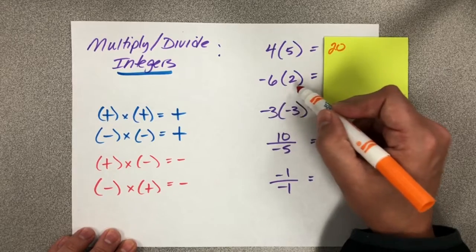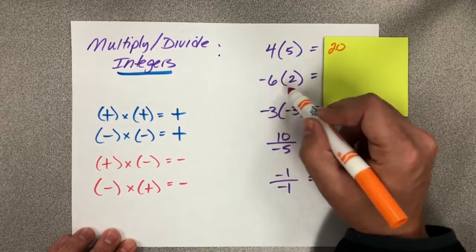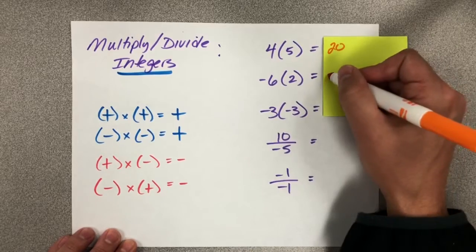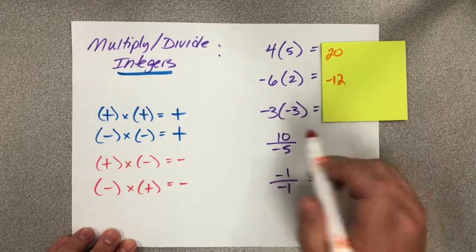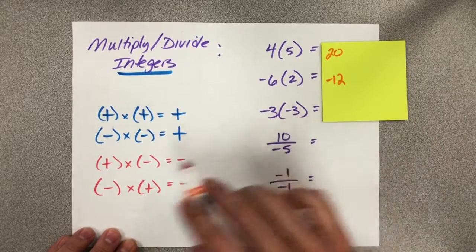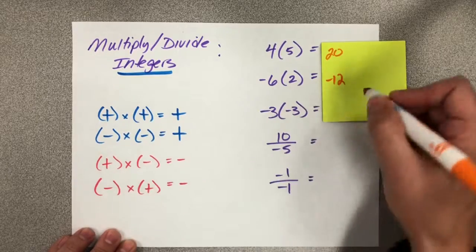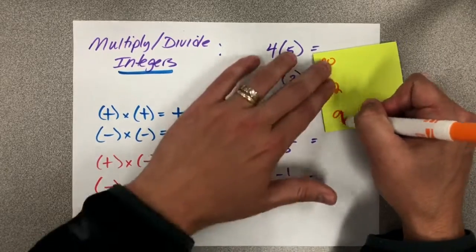Negative 6 times 2 means there's 2 of them. There's 2 negative 6s, which multiplies to give you a negative 12. Negative 3 times negative 3, this is one of those situations where it's a negative times a negative, will be a positive 9.